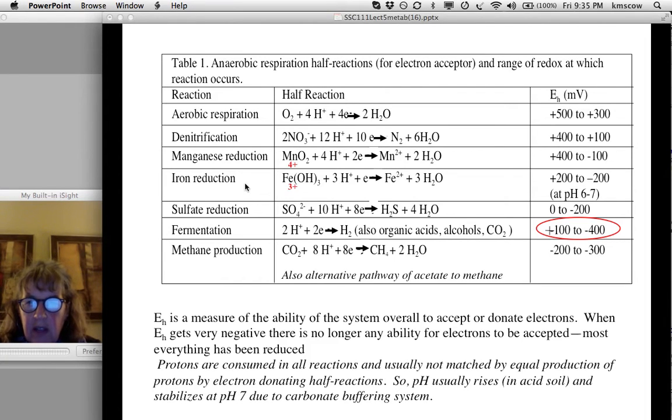And we're going to see that that's important in a minute, as the fermentation is a very important processing of more complex organic compounds into simpler ones that some of the organisms that use these less favorable electron acceptors require for them to be able to carry out those reactions.